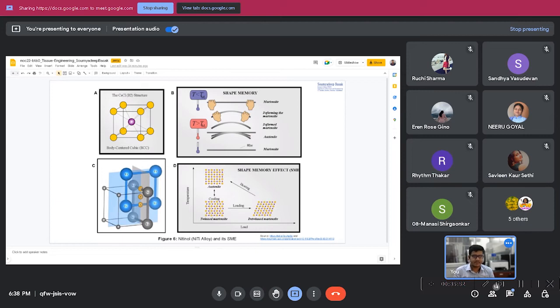Structurally, nitinol is a BCC, body-centered cubic, material where at the center we have a material A, for example, and at the four corners of the cube, material B. Now, nitinol has two structures: one is the austenitic structure and the other is the martensitic structure.